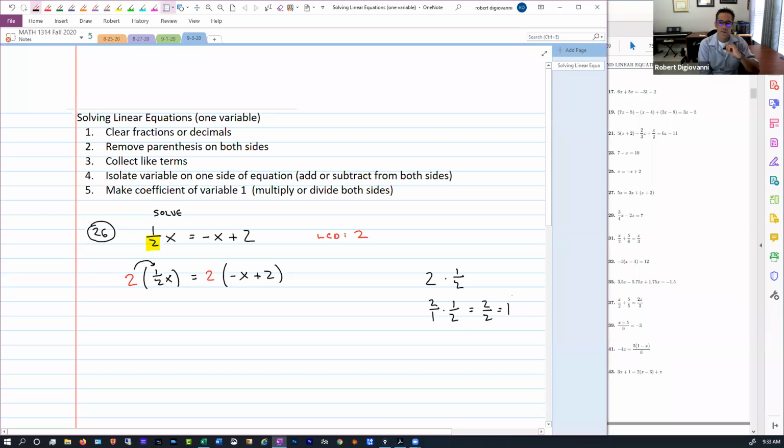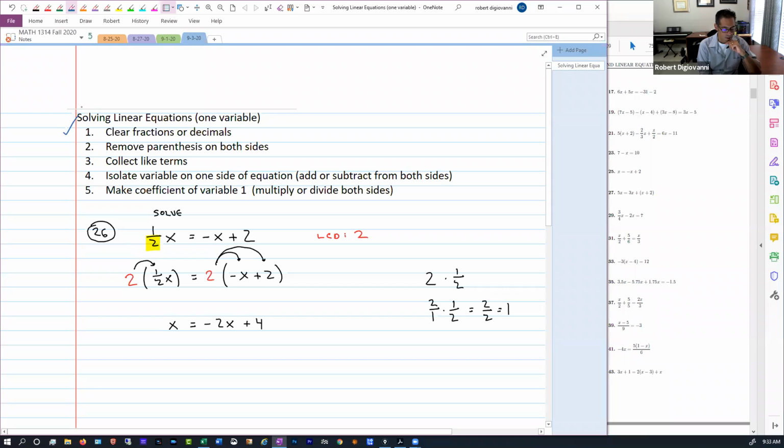Is that okay, everyone? So the number just becomes a 1, but you still have the x there. So the left side just becomes x. So it basically cancels out, right? It cancels out, yeah. Yep, exactly. And then on the right, you distribute through, and you get negative 2x, and then you get plus 4. So we've done step 1, which is to clear the fractions.